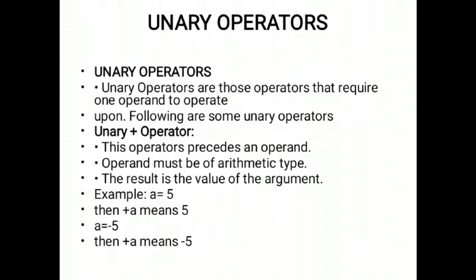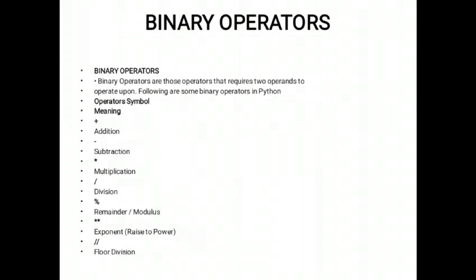Unary operators are those operators that require only one operand to operate. Unary operators precede an operand and it must be of arithmetic type. The result is the value of the argument. If a = 5, then +a means 5, and -a means -5. Binary operators are operators that require two operands to operate upon.